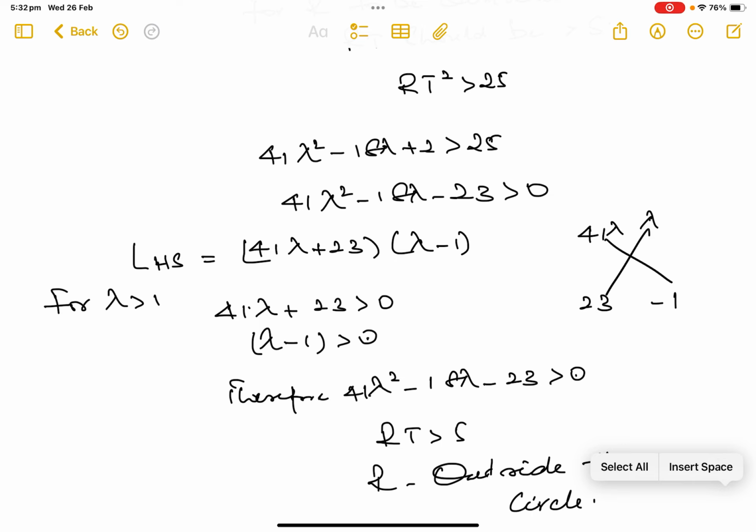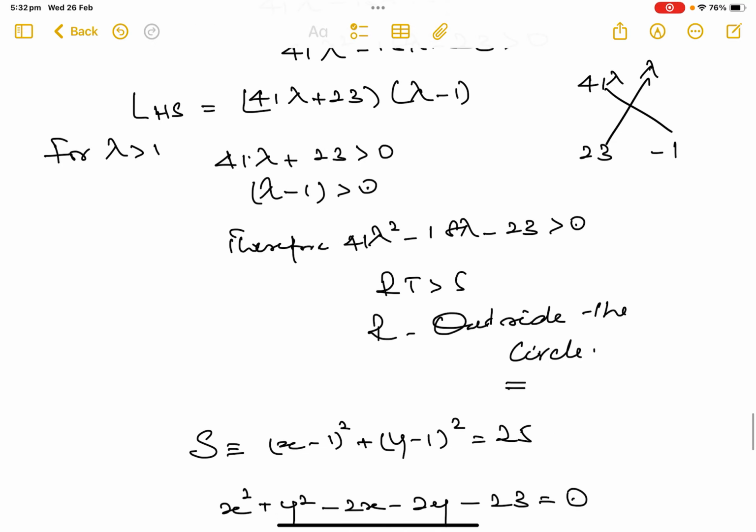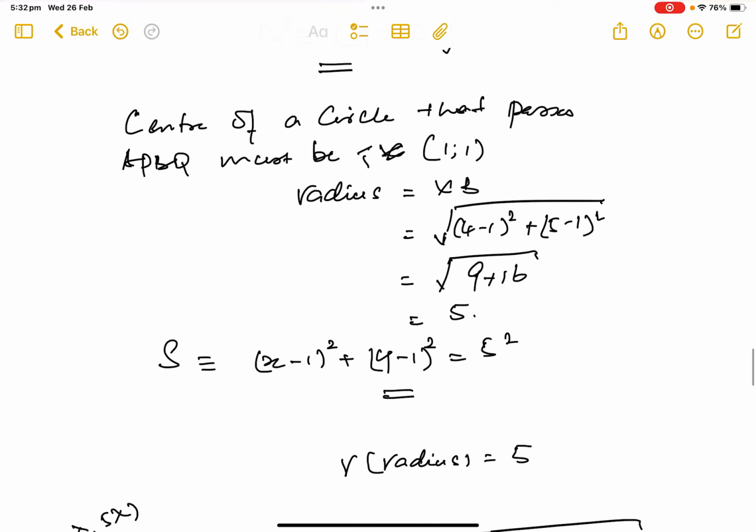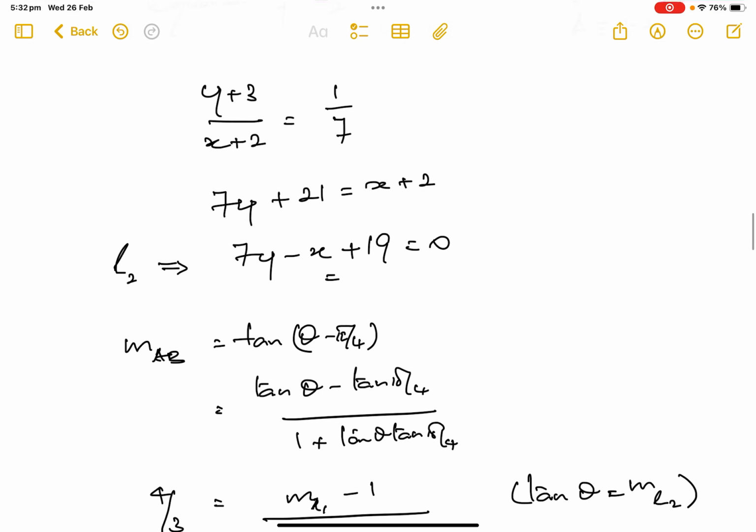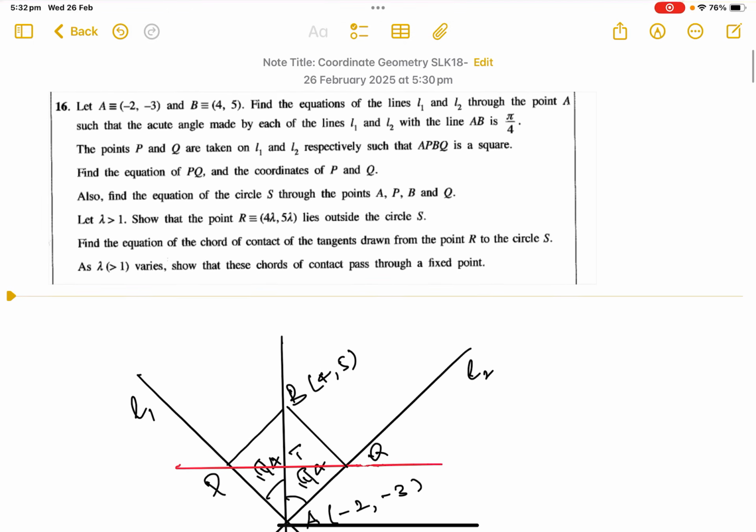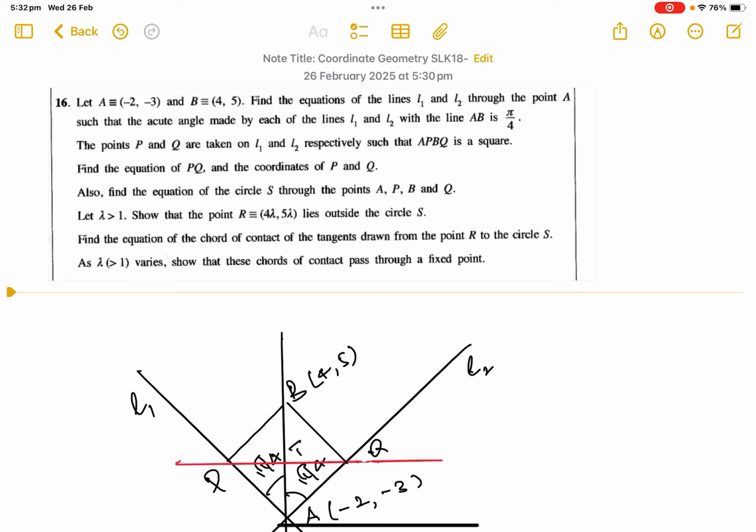Then again, lambda minus 1, because lambda is greater than 1, therefore lambda minus 1 is greater than 0 as well. So if those two are greater than 0, the whole thing is greater than 0. Therefore, RT is greater than 5. Then R is outside the circle. So that's done. Outside the circle, that's part done.